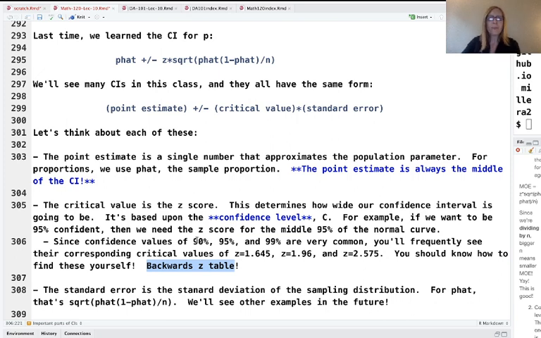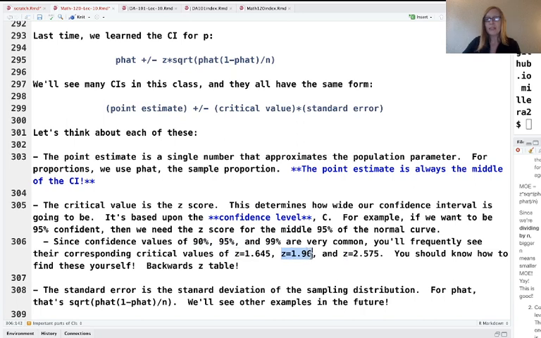There are a few that we use a bunch, and you might have accidentally memorized some of these things already, especially 95%. 90%, 95%, 99%. Those are all really common confidence levels that people use in the real world when they're doing this stuff, mostly just because they're nice round numbers. So you'll see those z-scores all the time.